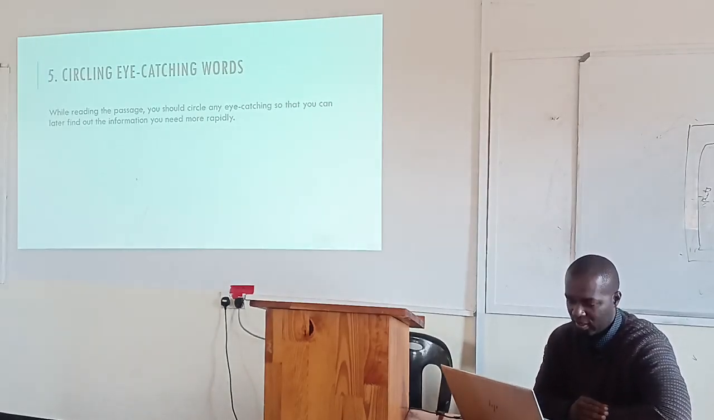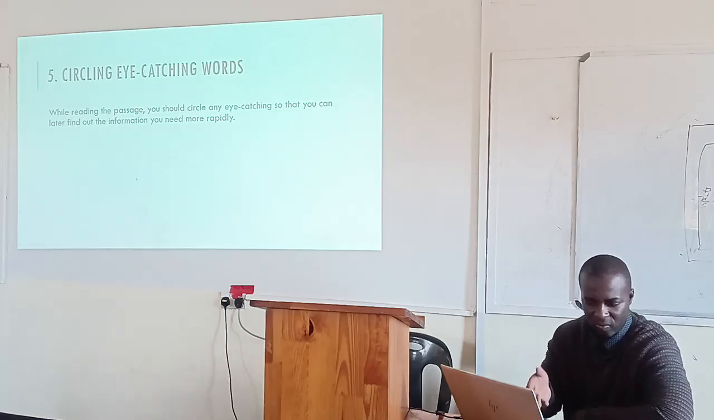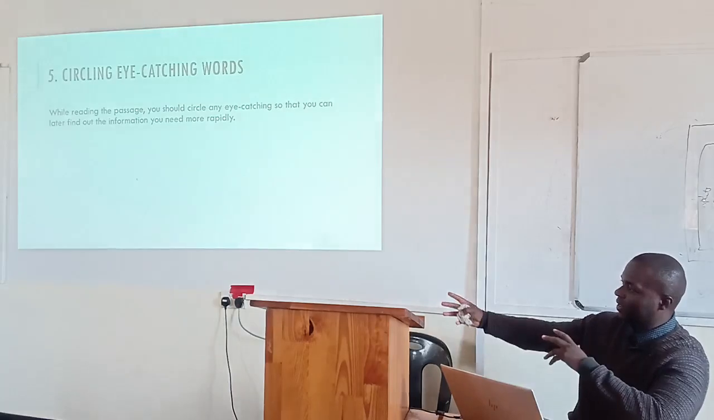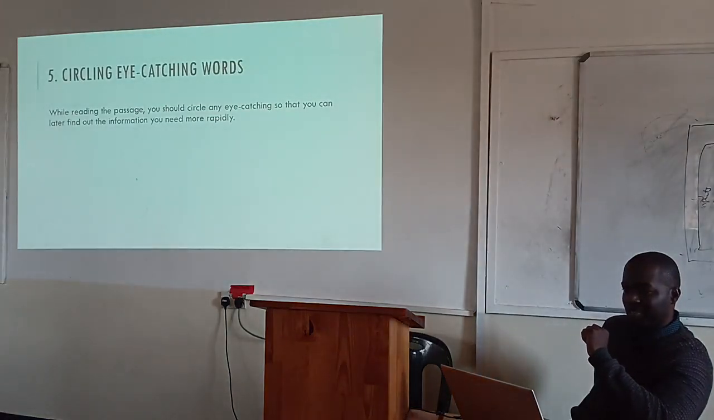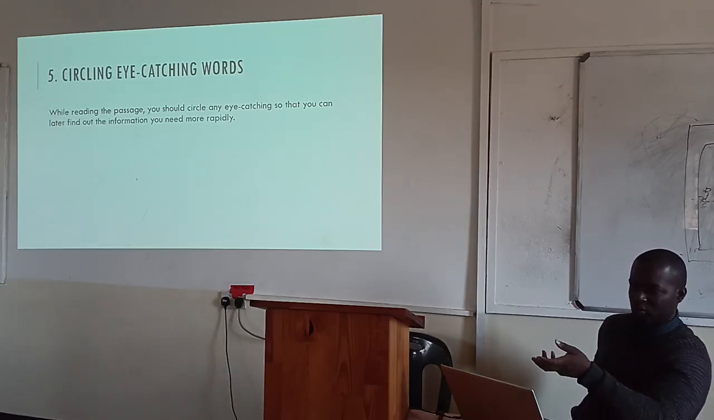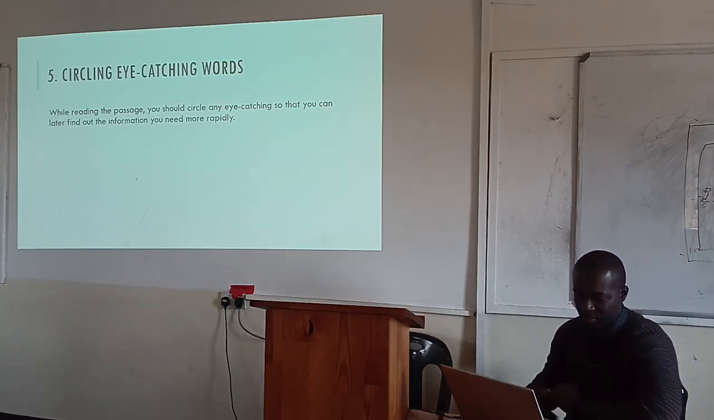Eye-catching words, right? When reading the passage, you should circle any eye-catching word so that later you can find the information you need. Because some eye-catching words might be placed there deliberately, right? They might have specific connotation to the text. So if you ignore such words, you might miss important information.